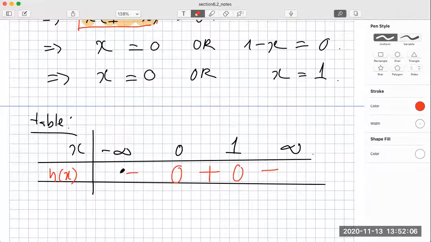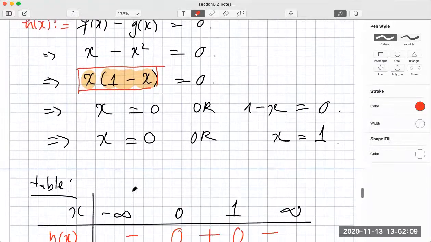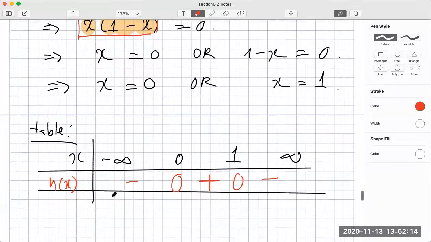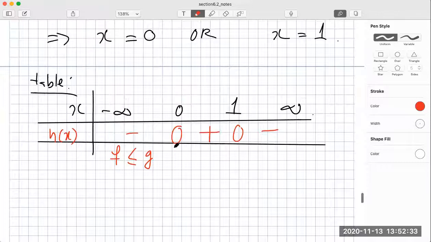Here, h of x is the difference of f and g, and it is negative. What does it mean? So f and g, which one is larger in the interval from negative infinity to 0? Yes, g is larger than x. Therefore, the difference of them would be negative. Same story. And here is the point where g is equal to f, right? And here f will be larger than g. Therefore, the difference will be positive.